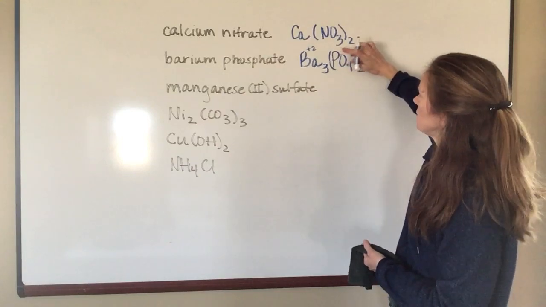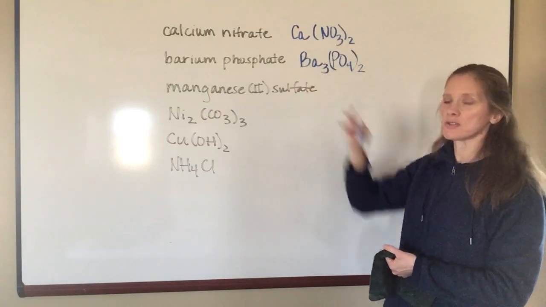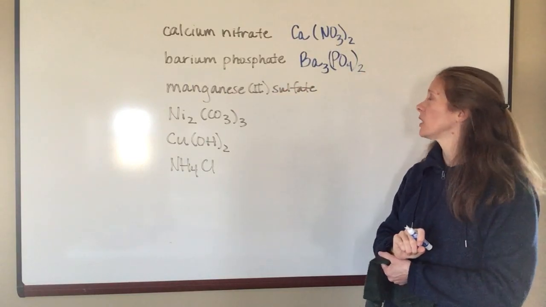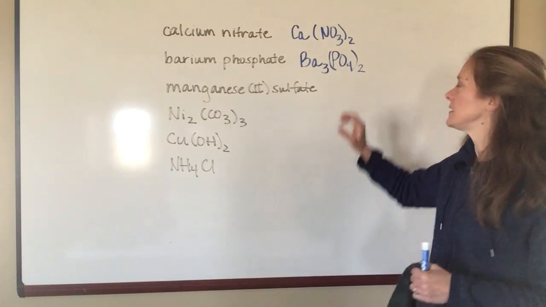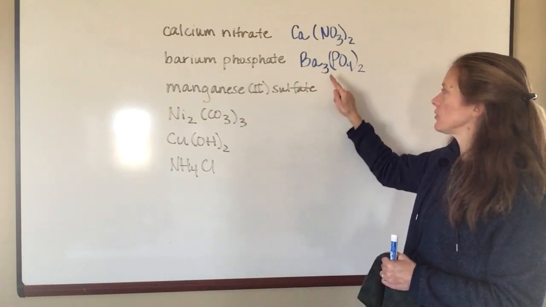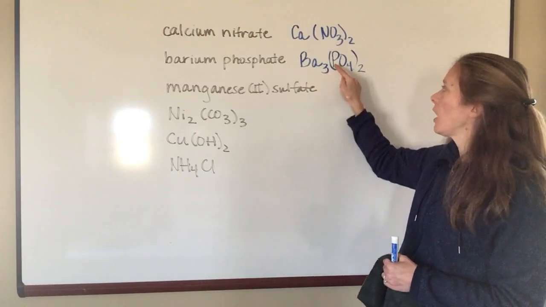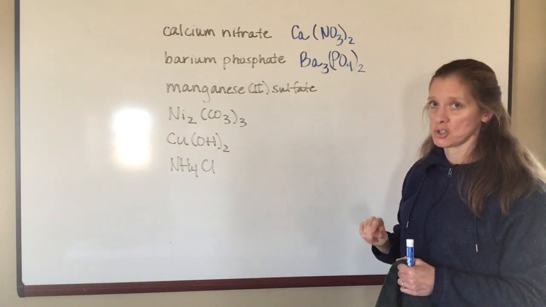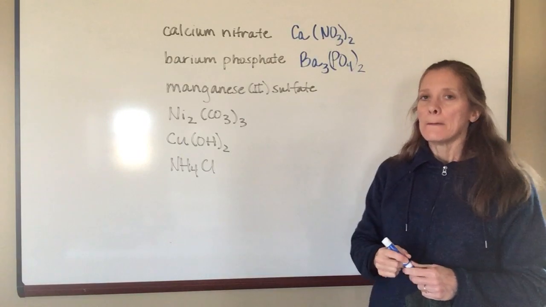And again, you don't want to leave these charges up there once you get everything balanced, okay? So 3 times positive 2 is a positive 6, 2 times a -3 is a -6, okay? Now, just as a side note, just be reminded that in this compound, you're going to have 3 barium atoms, you're going to have 2 phosphorus, and you're going to have a total of 8 oxygens in this compound, okay?